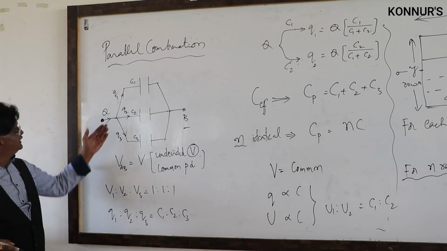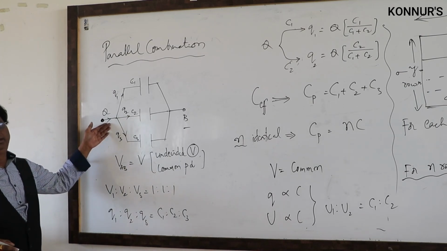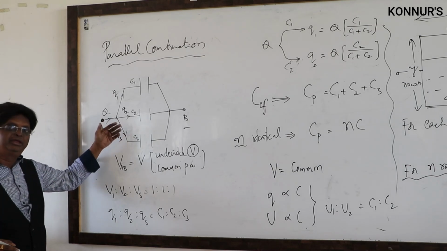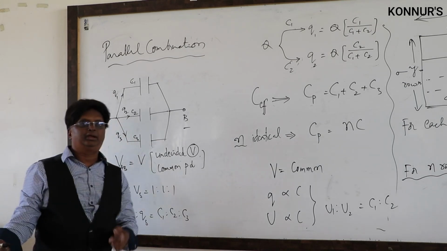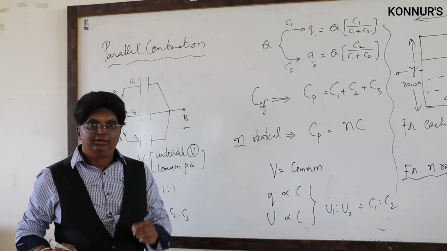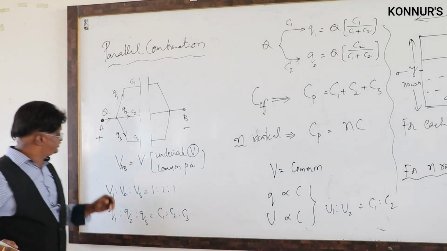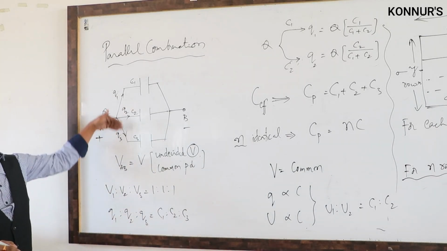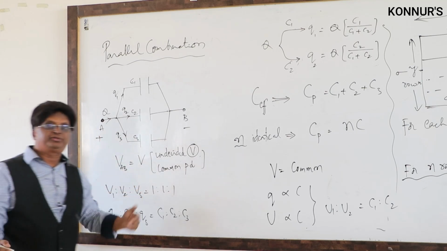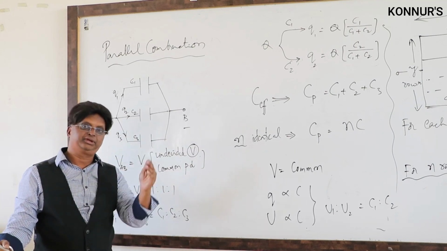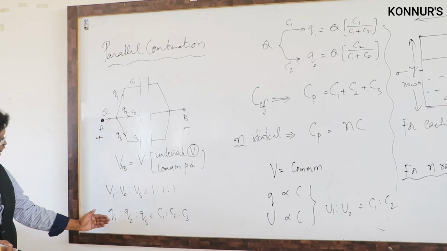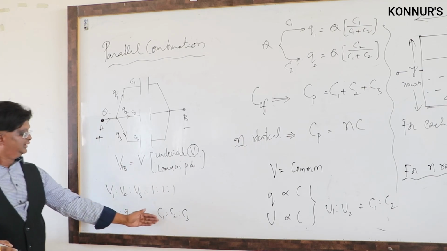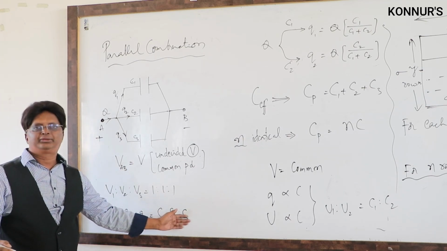Now here we will find that the charge is divided. In the series combination, potential is divided in the inverse ratio of capacity. Here the charge divides, and charge divides in the ratio of capacity. More capacity, more charge; less capacity, lesser charge. And therefore I am writing Q1, Q2, Q3 in the ratio C1, C2, C3 like that.